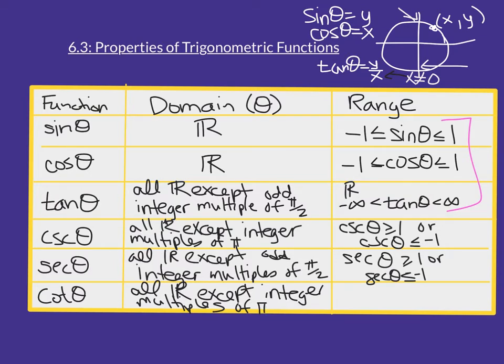So cotangent behaves really similarly to tangent. You can have all possible values in the range.